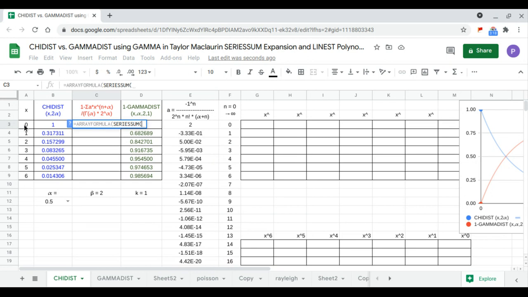Now we continue with the expansion, which is array formula SERIESSUM of the x values raised to the power n plus alpha. So that will be n plus alpha starts from alpha. And our n starts from 0, 1, 2, 3. So the increment is 1. And the coefficient will be this range.